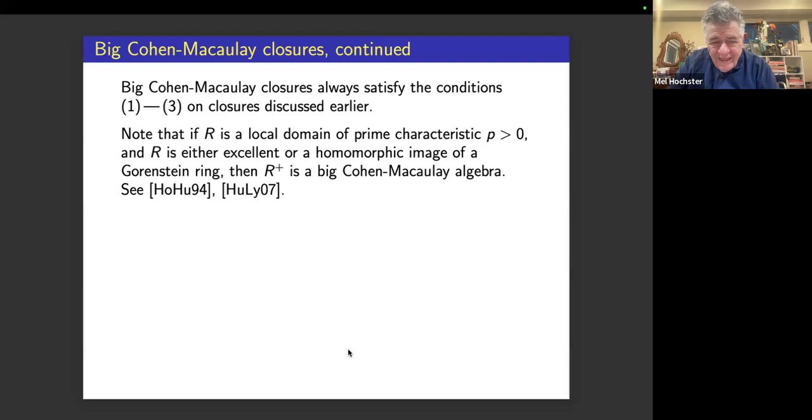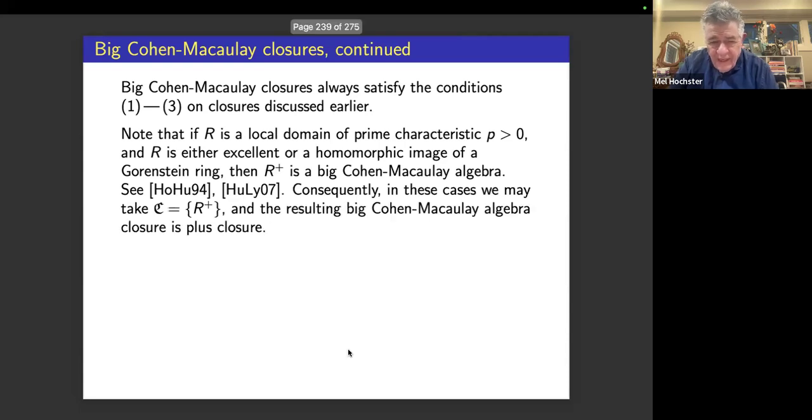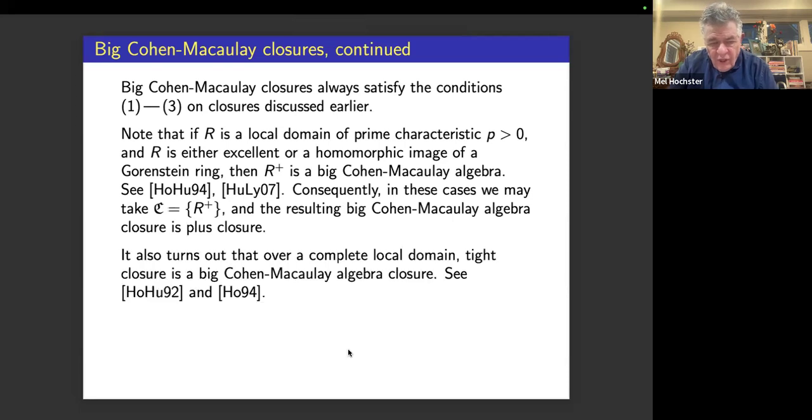I mean, it's more digestible. And that means that plus closure is a big Cohen-Macaulay algebra closure. Sorry, plus closure is what I meant to say. If you take C just to be R plus, you get plus closure. That's a big Cohen-Macaulay algebra closure. And interestingly, over a complete local domain, it turns out that tight closure is also a big Cohen-Macaulay algebra closure. We can, in fact, do it with just one big Cohen-Macaulay algebra. Or you can use every, either one.